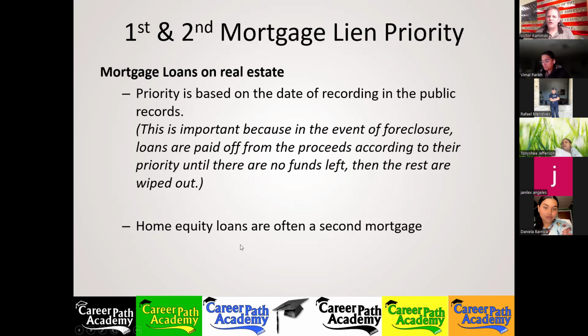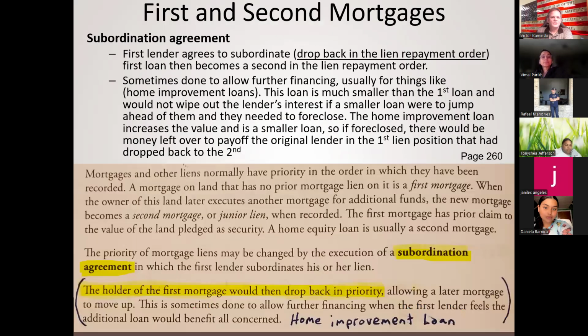Home equity loans are often a form of second mortgage loan. I just said home equity loans are often a second mortgage loan. Yep, you didn't get that.